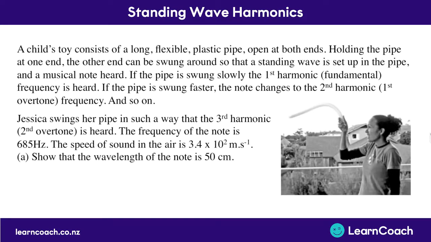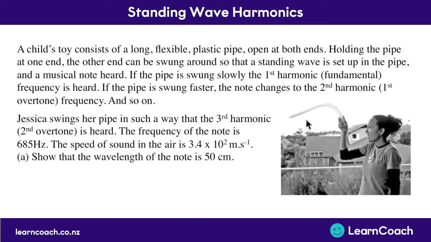Alright, now we're going to cover an example. It's the same example of the open pipe getting whirled around. There are 4 small parts to this that we'll cover quickly. The additional part is that if you swing the pipe slowly around, it produces the first harmonic, or the fundamental frequency. If you swing it faster, it produces the second harmonic, or the first overtone frequency. Faster again is the third, and so on and so on.